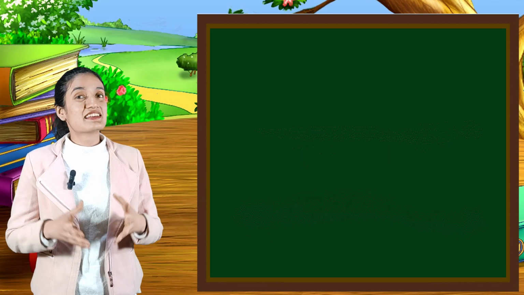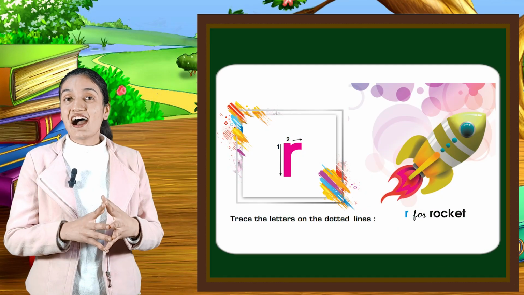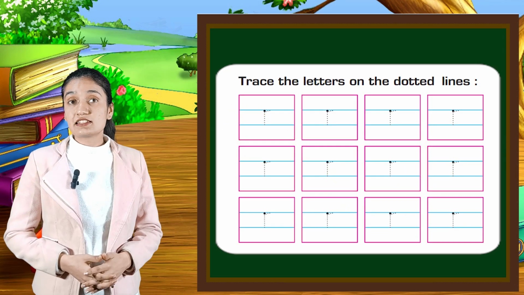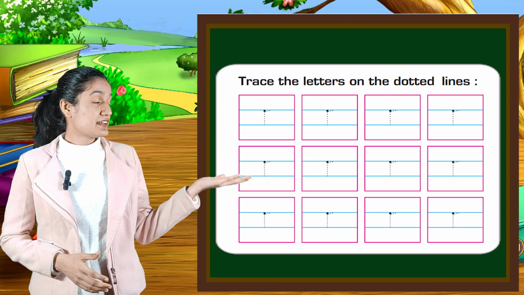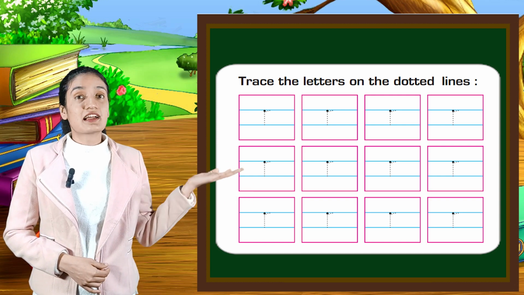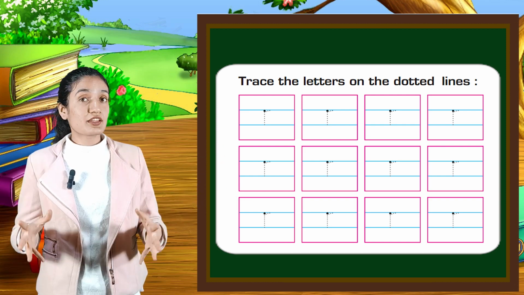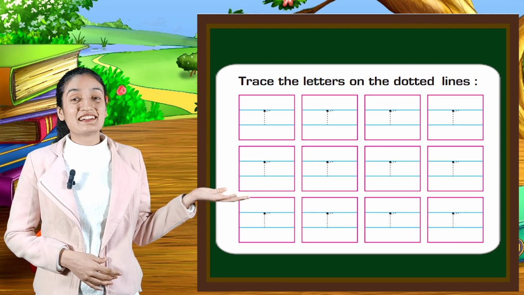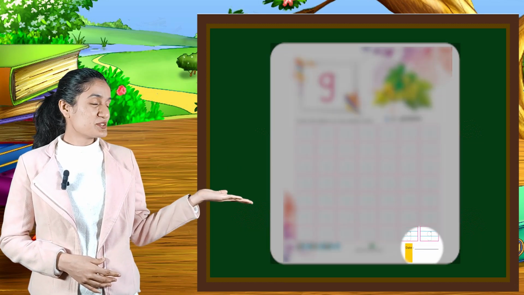Next letter is small r. R for rocket. Yes. Trace the letters on the dotted lines. इन dots को join करके हम R बनाएंगे. So kids, trace all these dots and make R. Mention the date in your notebook.